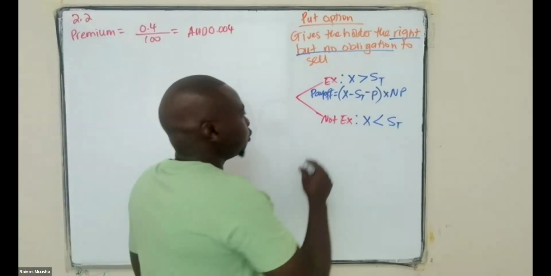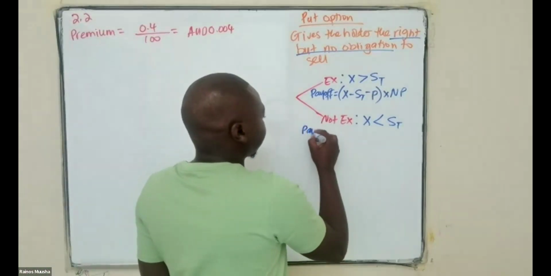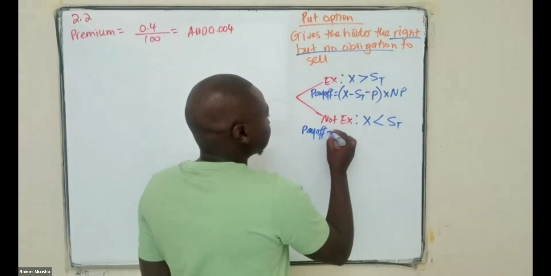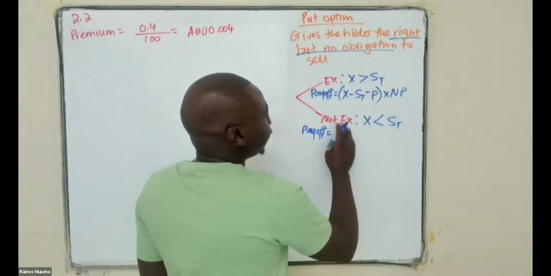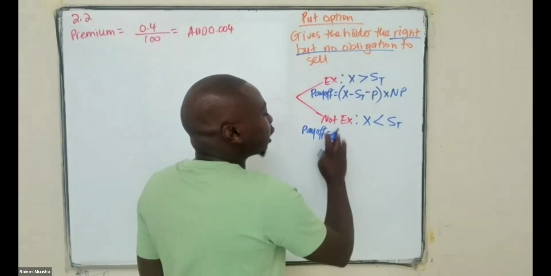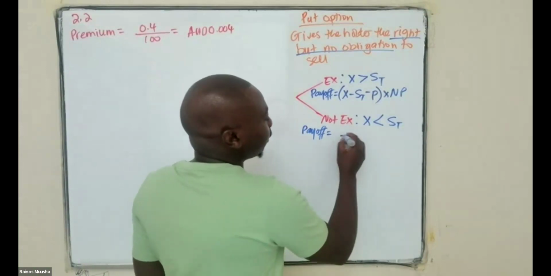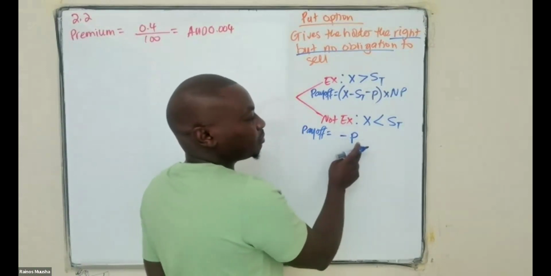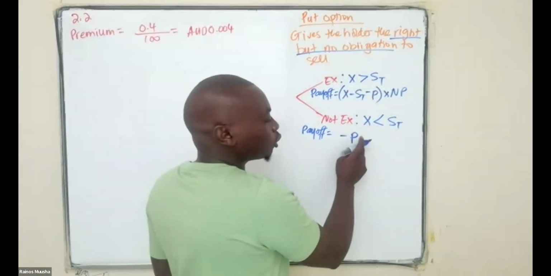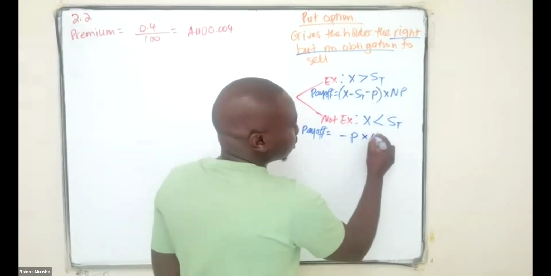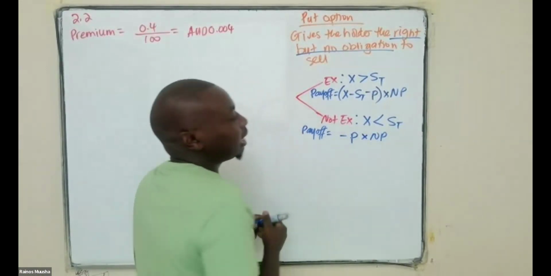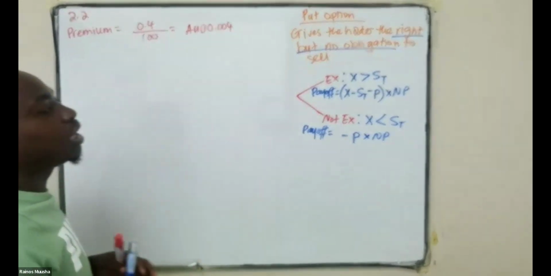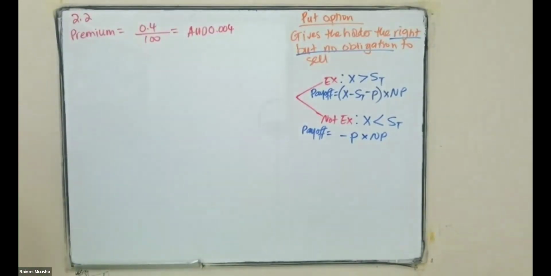Then if you choose not to exercise your right, you're going to walk away from the contract. And if you walk away from the contract, you lose out on the premium that you pay. But this is your loss per unit, so your loss is going to be compounded by the number of units that you are entering into the contract on.